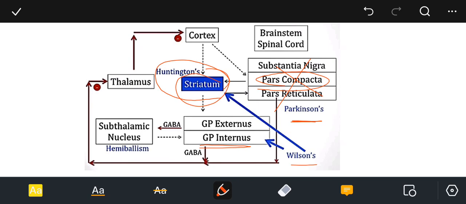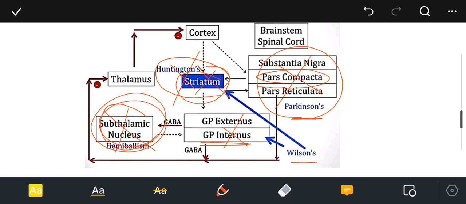And hemiballismus is going to affect the subthalamic nucleus. We'll talk about these movement disorders later on, but for right now just remember that the striatum is affected by Huntington disease, the substantia nigra by Parkinson's disease, Wilson's disease affects the striatum as well as the globus pallidus interna, and hemiballismus is going to affect the subthalamic nucleus.